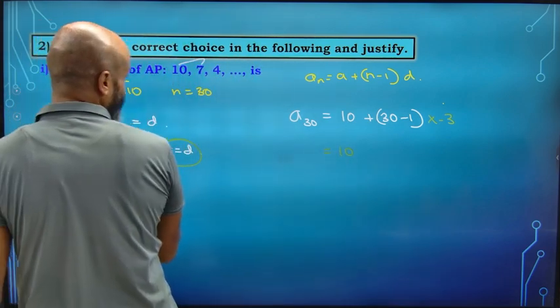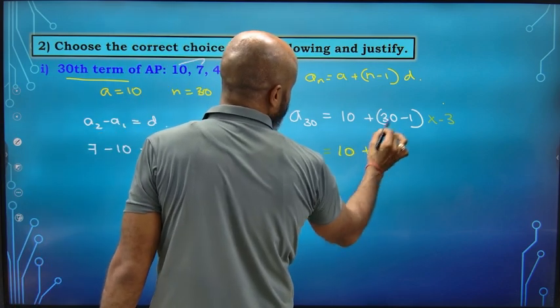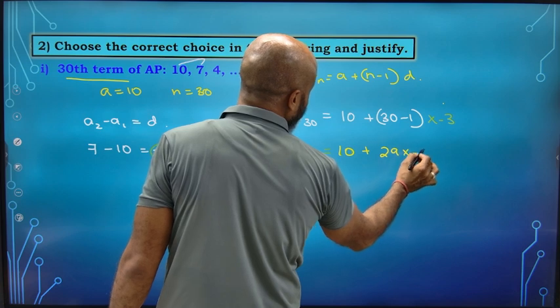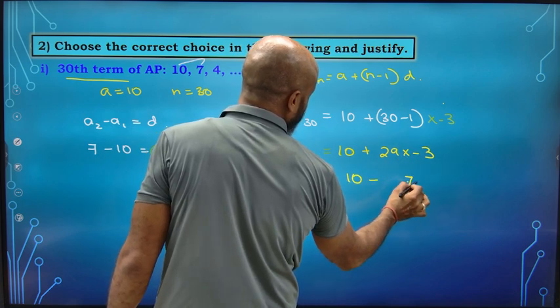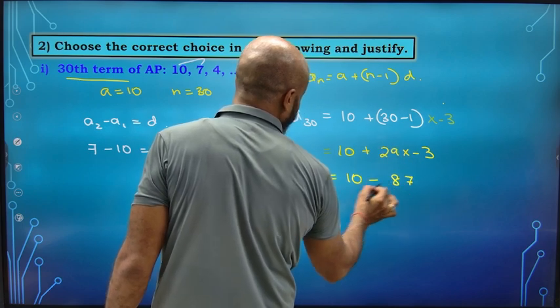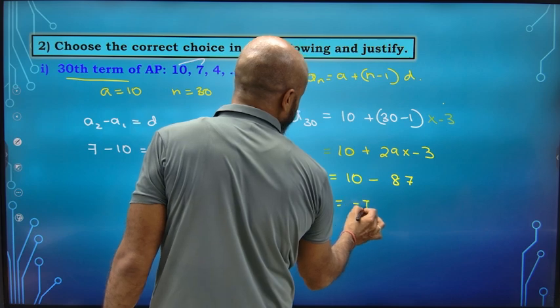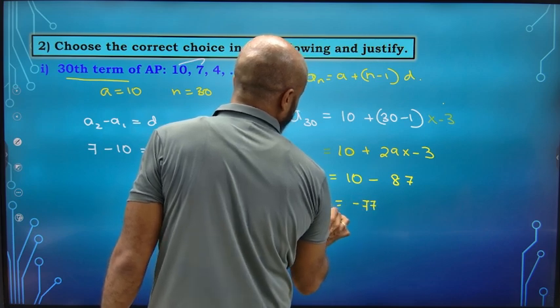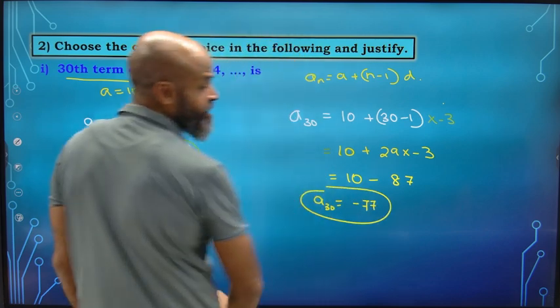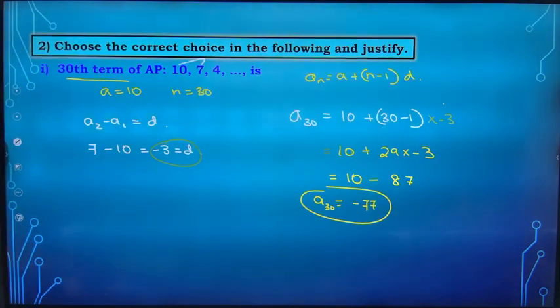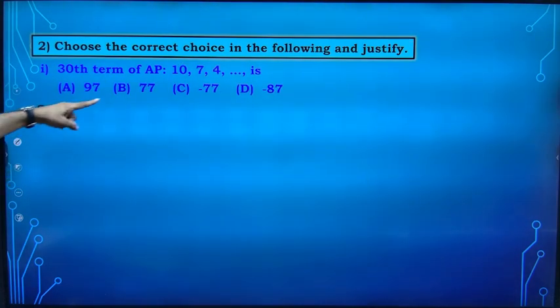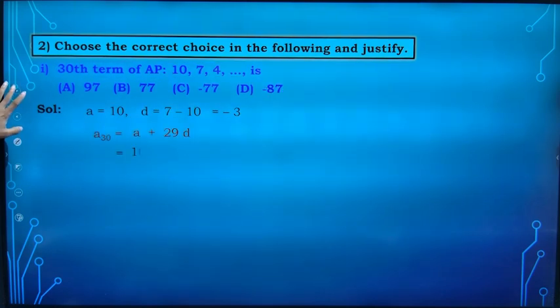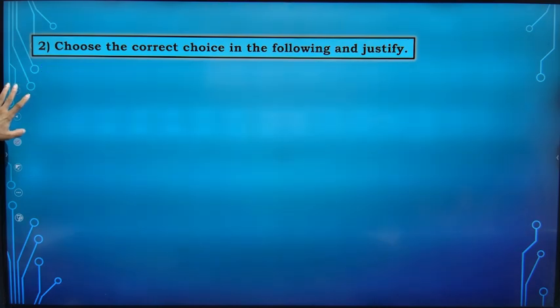So what we get here is 10 plus 29 into minus 3, so this gives you 10, 9 3s are 27, 3 2s are 6, 87. So 10 minus 87, that is minus 77. So the 30th term of this AP is minus 77, okay. So minus 77 would be the correct option here.